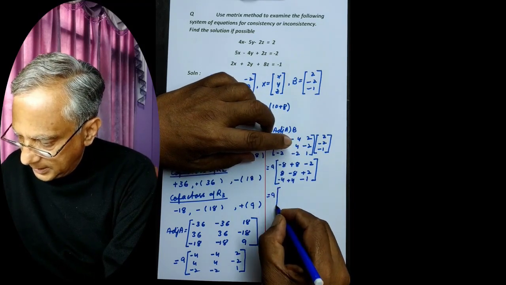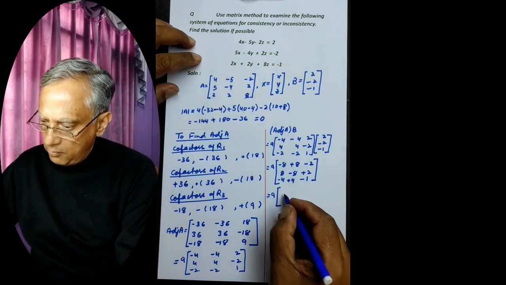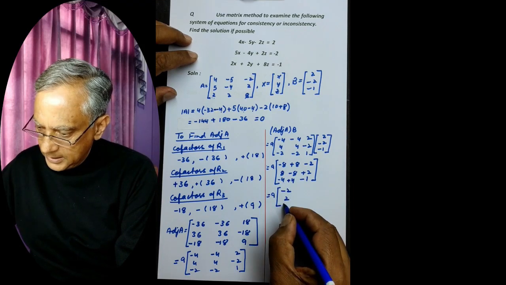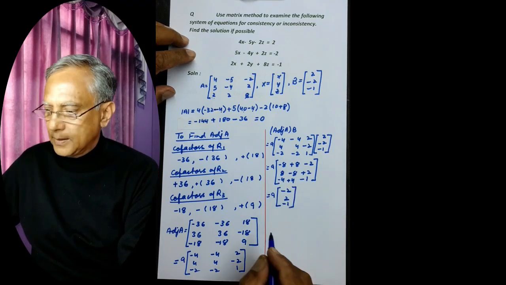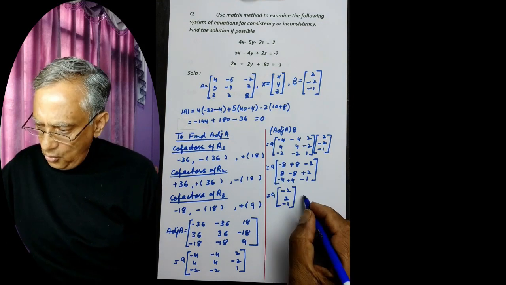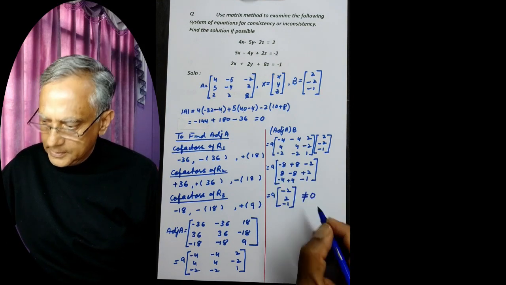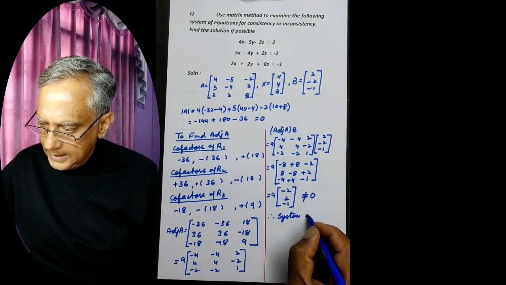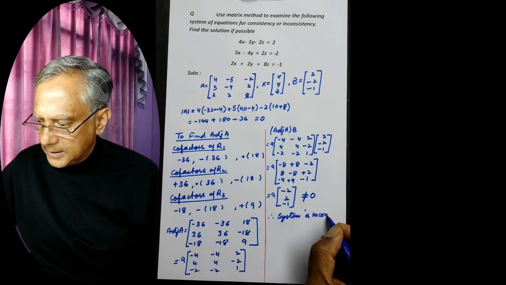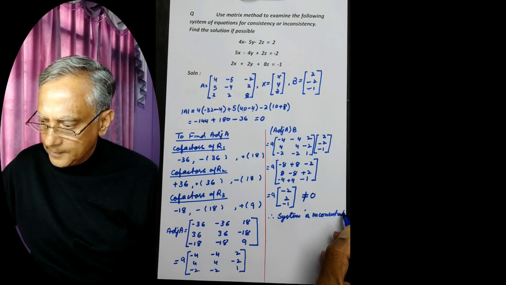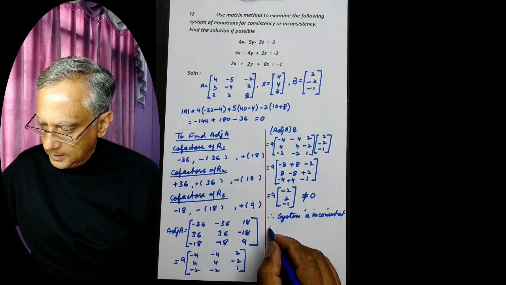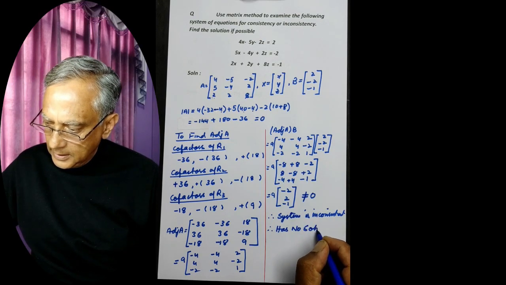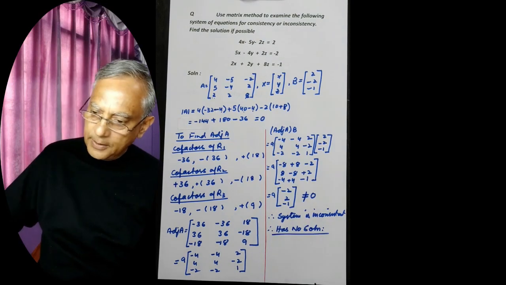So this is equal to 9 into minus 8 plus 8 is 0, minus 2. This is 2. And this is minus 1. Which is not equal to 0. Therefore, system is inconsistent. And therefore has no solution.